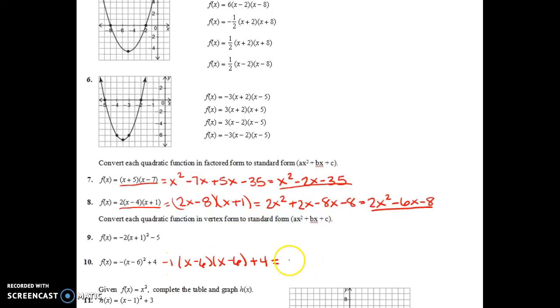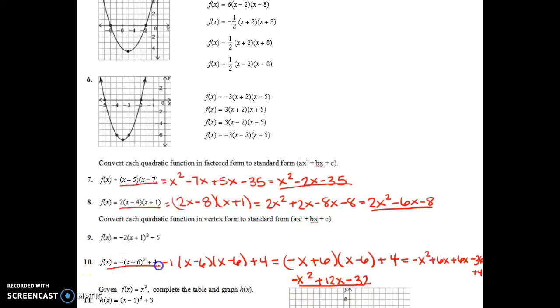First, distribute your negative 1. So you get negative x plus 6, and then you don't change the second parenthesis, and you still have your plus 4. Distribute or FOIL, so you get negative x squared plus 6x plus 6x minus 36 plus 4, and then combine like terms. So you have a negative x squared plus 12x minus 32. So again, this and this are equivalent forms.